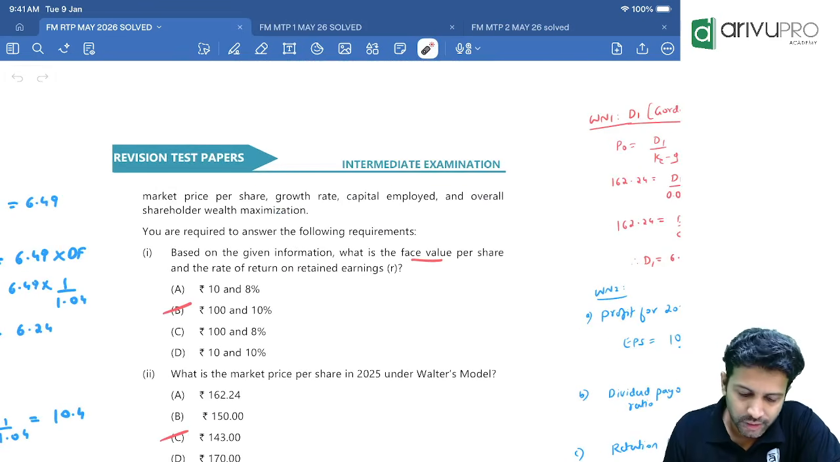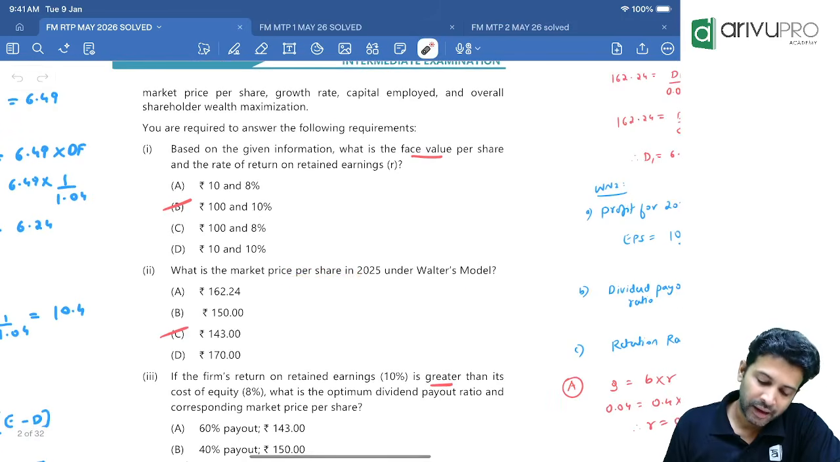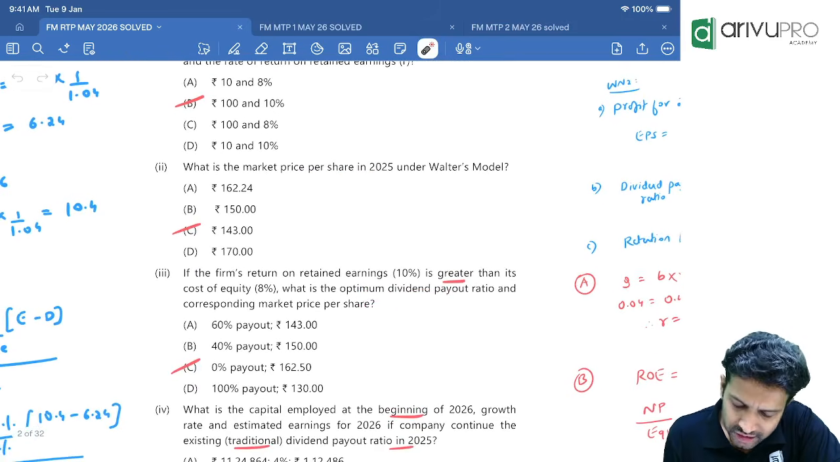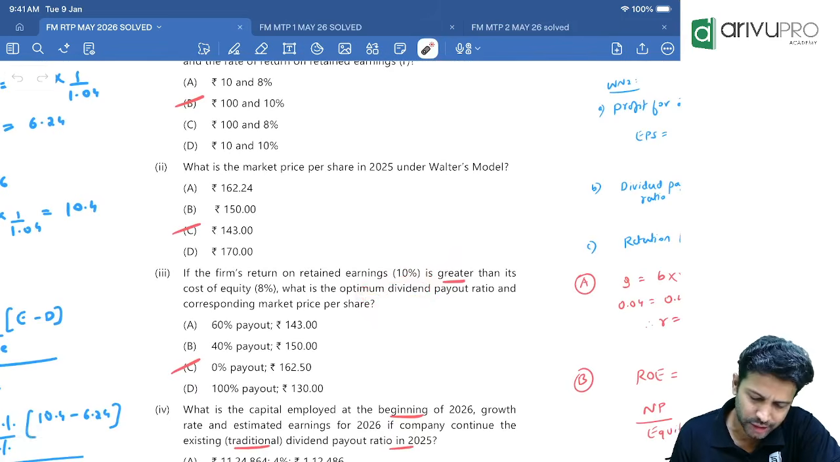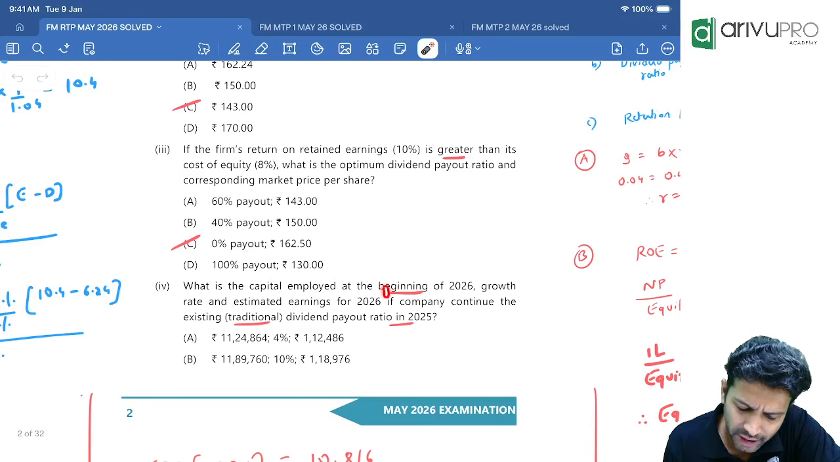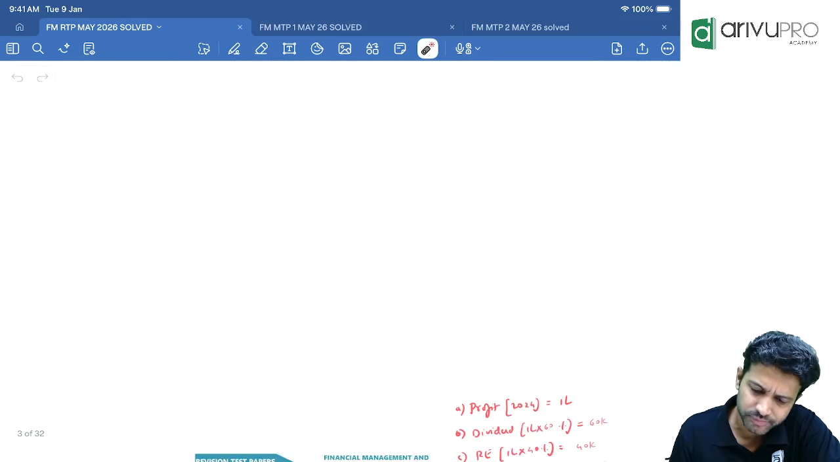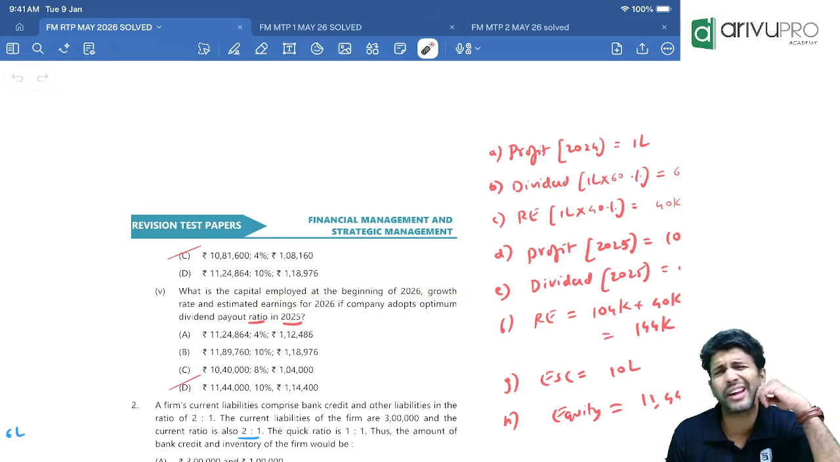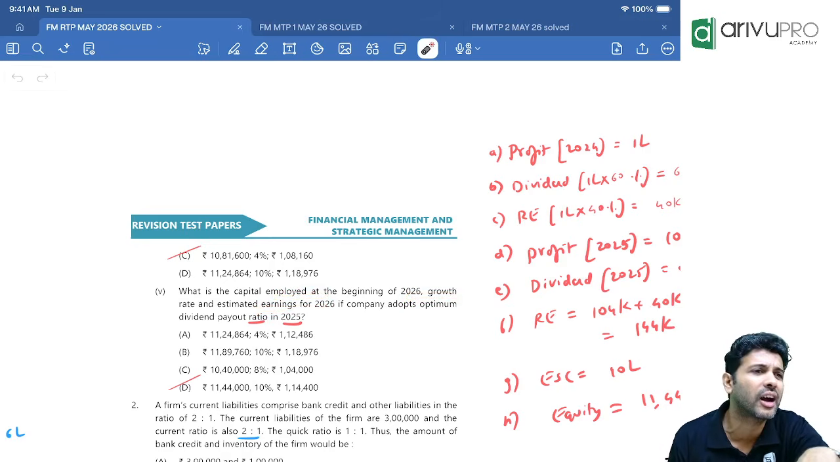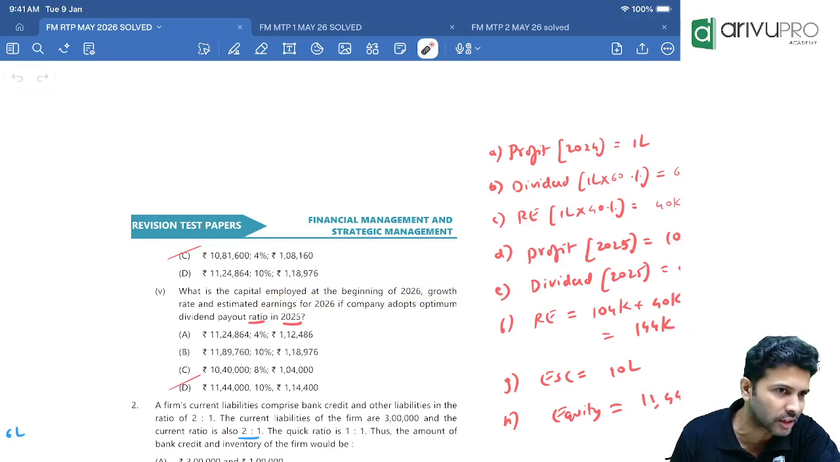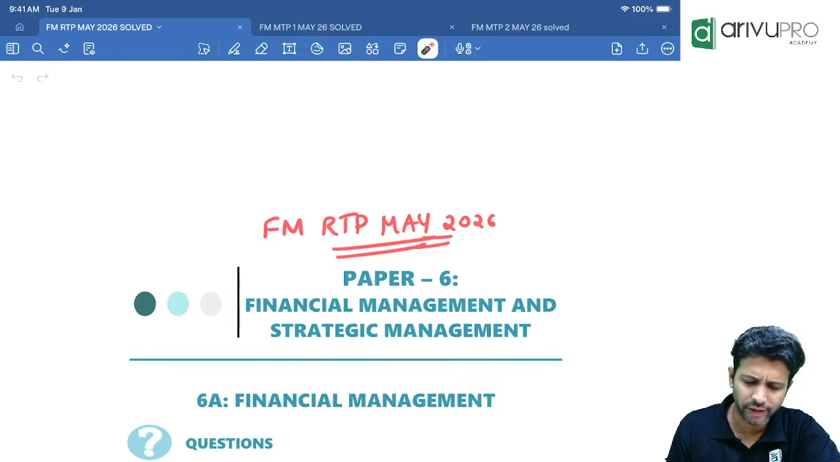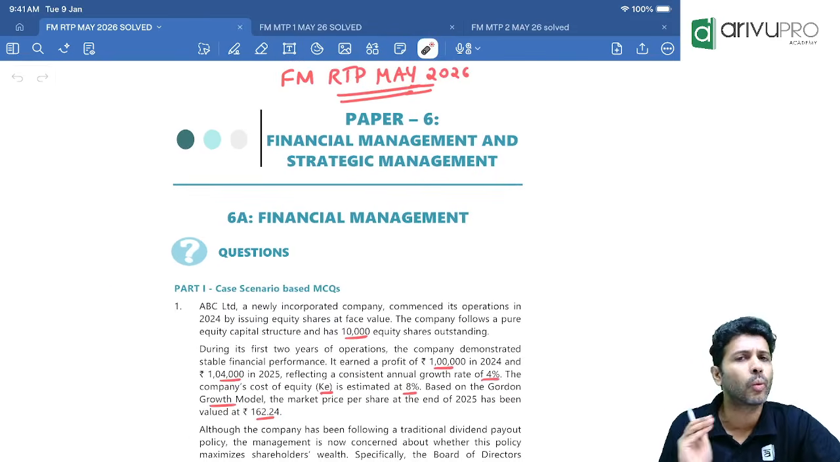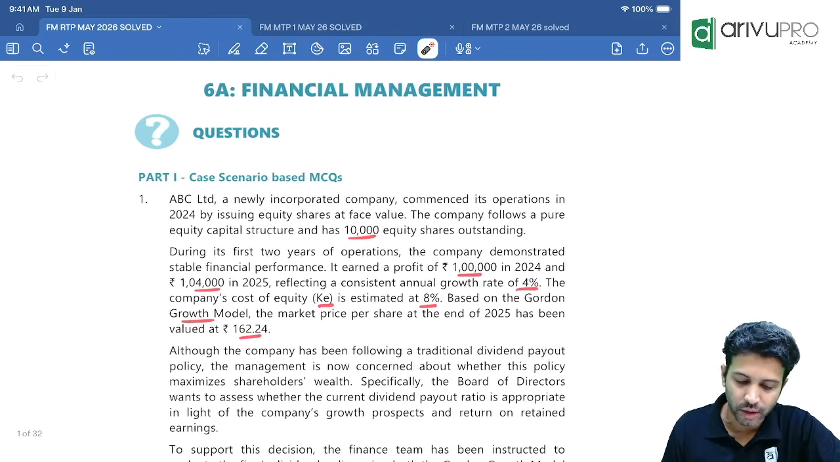One, they're asking something about the face value of the share. Then they're asking the market price as per Walter's model. Something about the optimum dividend payout ratio, something about capital employed or earnings, and estimated earnings growth rate. So it looks like a combined case study on dividend decision and cost of capital. Fair enough, I think this is good enough. With this in mind, let's see how we'll read the question and figure it out.